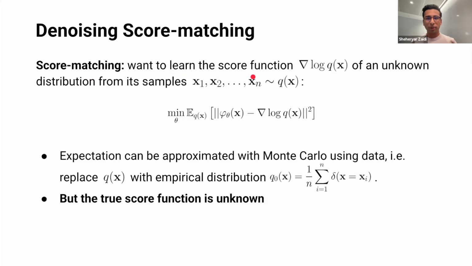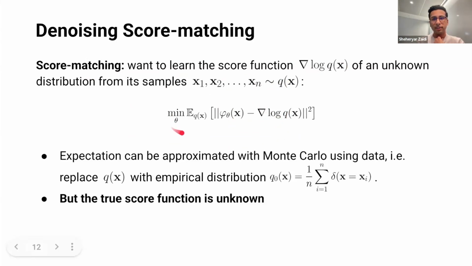Score matching is basically this idea that if you have a distribution Q from which you have a bunch of samples, x1 to xn, you're interested in learning the score function. And the reason you want to do that is because there are ways that you can use the score function to sample from that distribution. So that's your end goal, let's say. And score matching ends up becoming minimizing the following objective, where you have a network phi theta, which is learning the score function of the data distribution, which is Q.